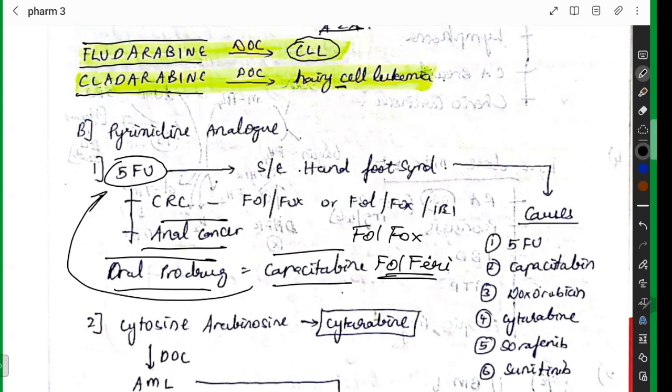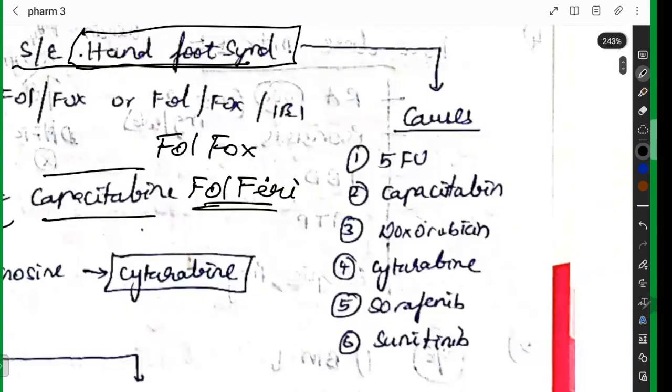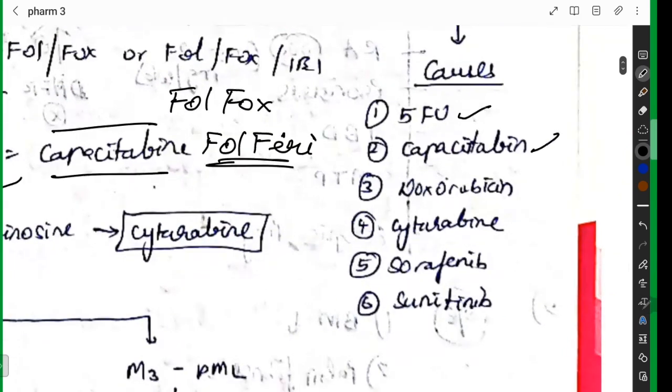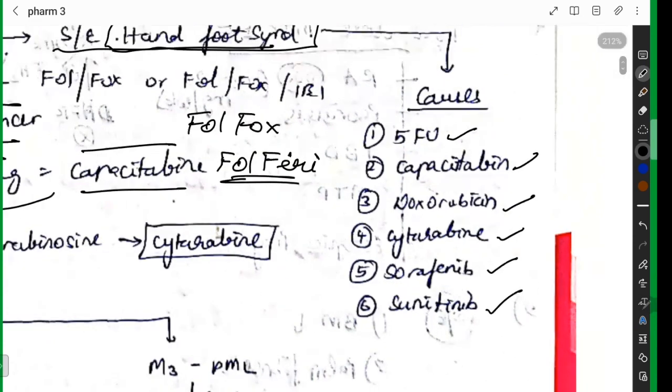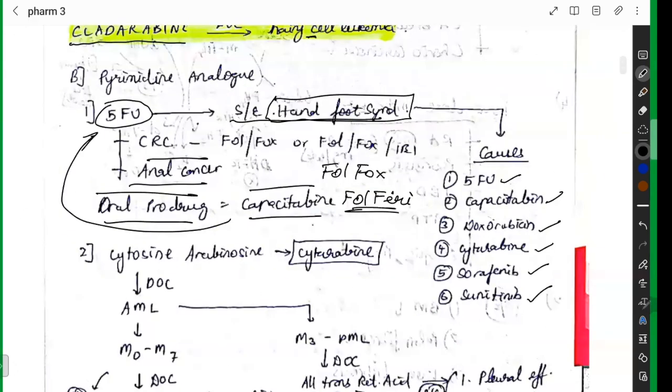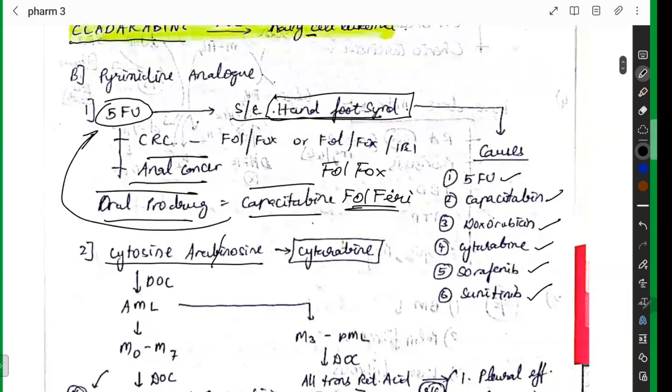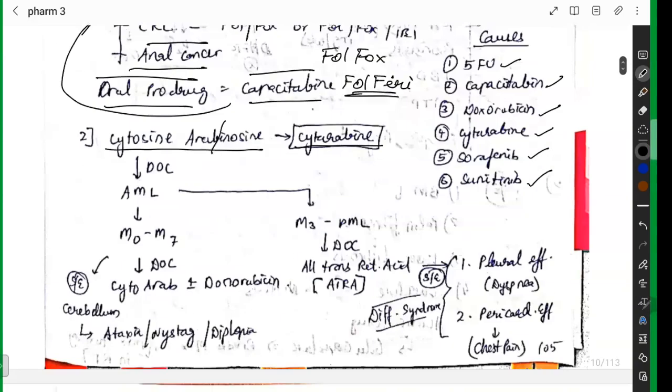What are the side effects? You are going to have hand-foot syndrome. Now let's see what drugs cause hand-foot syndrome. You have 5-fluorouracil, capecitabine, doxorubicin, cytarabine, sorafenib, sunitinib. All these drugs will cause hand-foot syndrome. Clear, right? Now coming to the next one, cytosine arabinoside. They are given as cytarabine. So the first one we saw was capecitabine, the second one is cytarabine. This cytarabine is a drug of choice in AML.